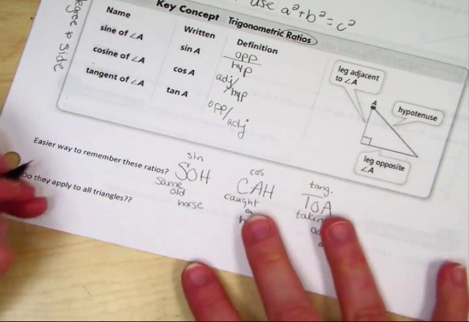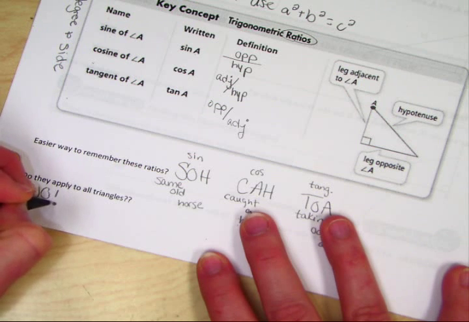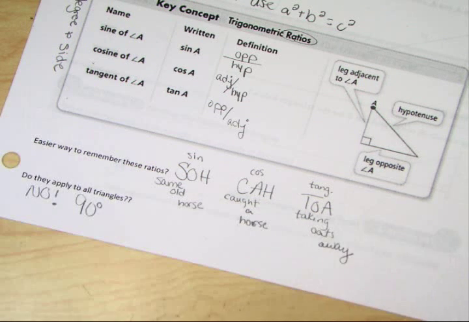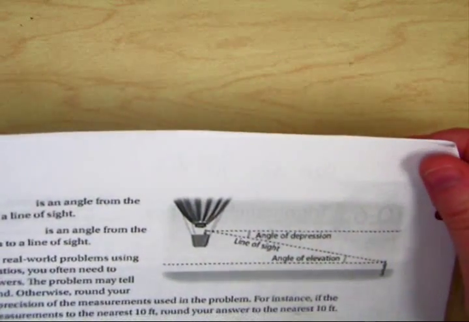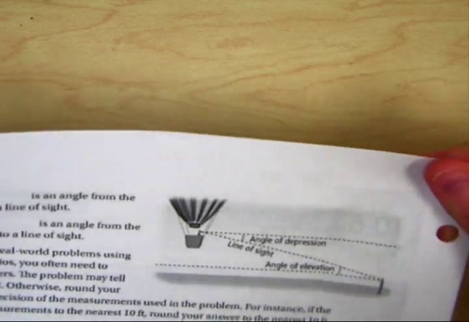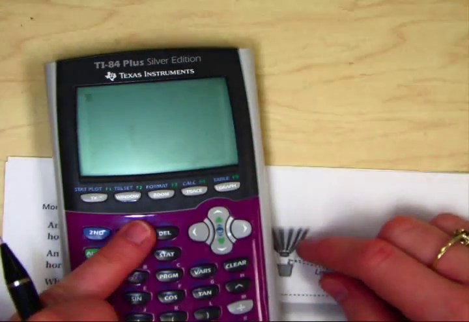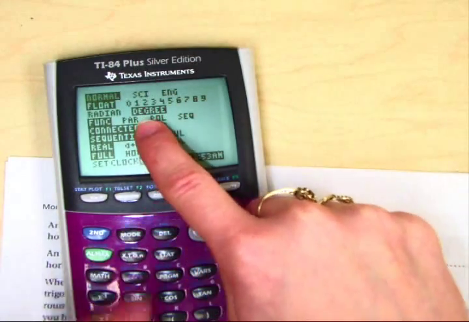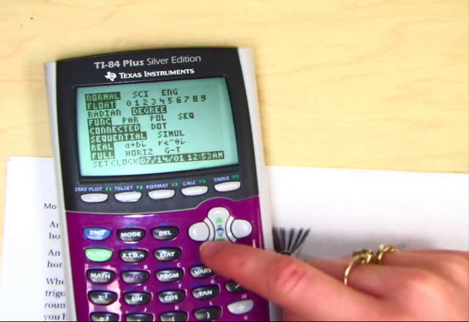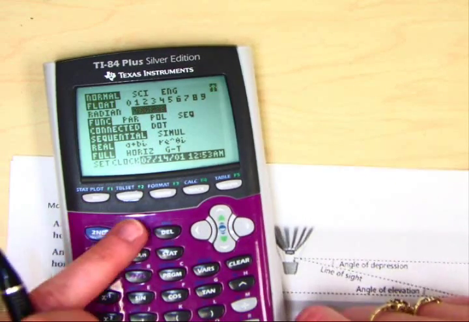Do they apply to all triangles? The answer is no. We're only going to use these with 90-degree triangles, or what we call right triangles. Now, most of you will have a calculator at home that can do sine, cosine, and tangent. Honestly, the one at the start menu of your computer will. If you have a fancy calculator, you need to go to mode and make sure that degree is highlighted and not radian.